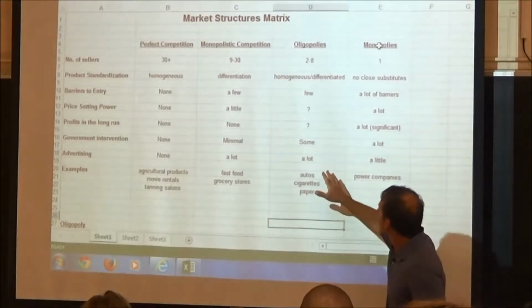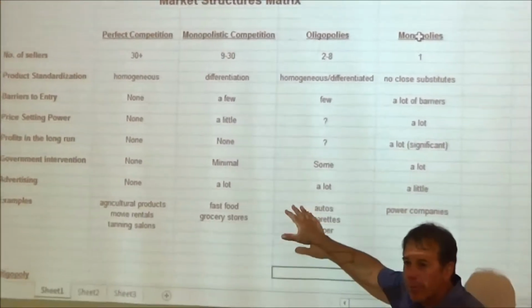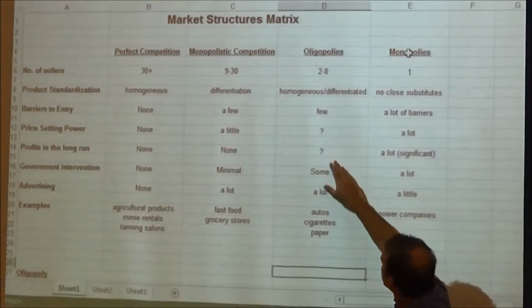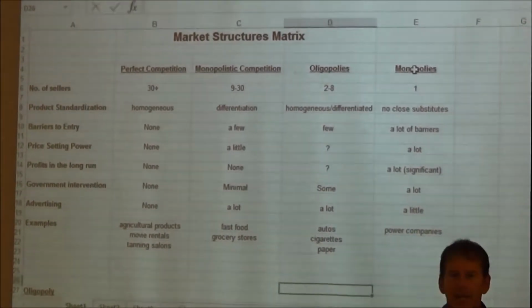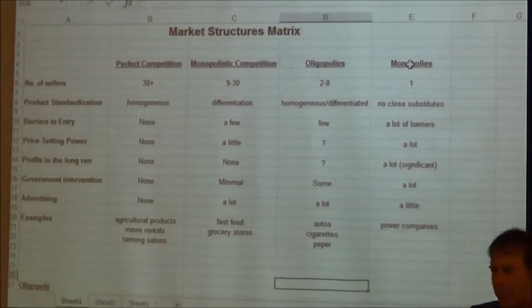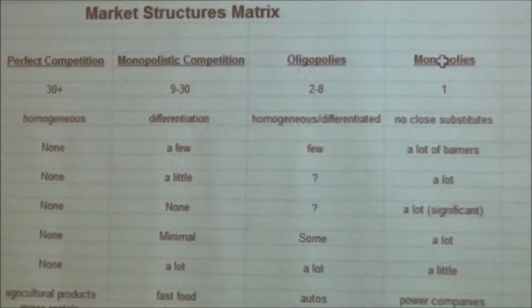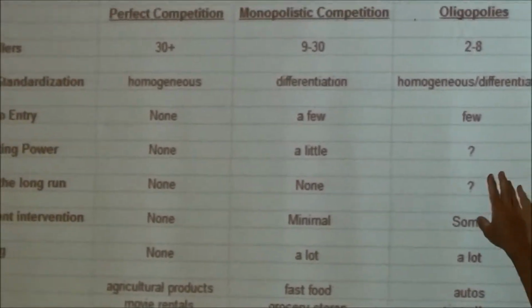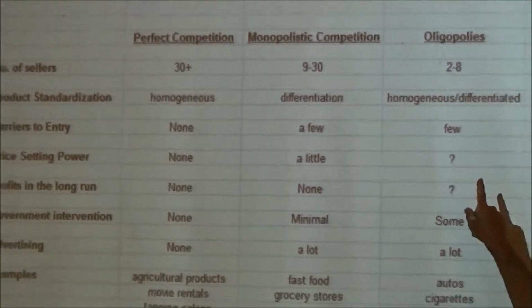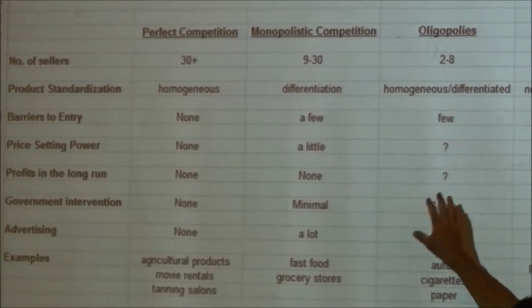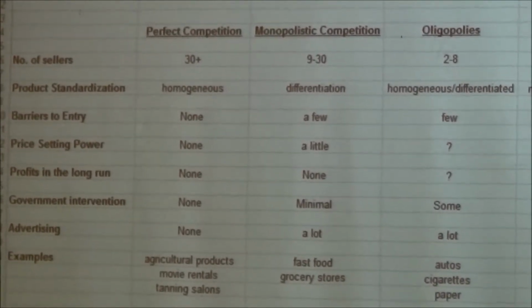And if you look up here and ask, what market structure has a couple big companies? All right, well, oligopolies. Oligopolies is the market structure where we have a couple big companies that dominate the whole industry. And then you can go through the rest of the characteristics. Let's say the characteristic is product standardization.